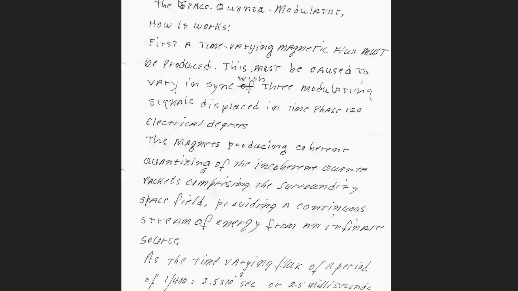Now this is Floyd Sweet's handwriting. First of all, it's very recognizable handwriting, so I've verified this. The space quantum modulator, how it works. First, a time varying magnetic flux must be produced. That's critical.